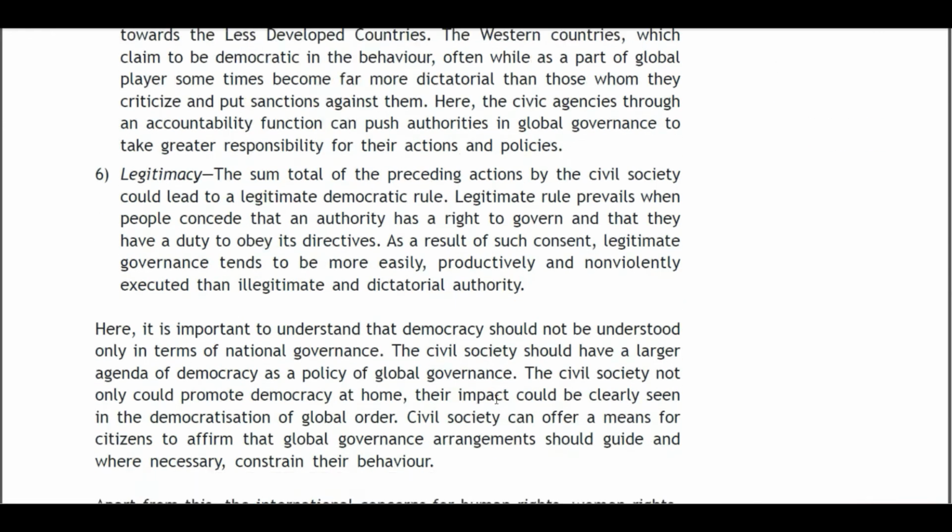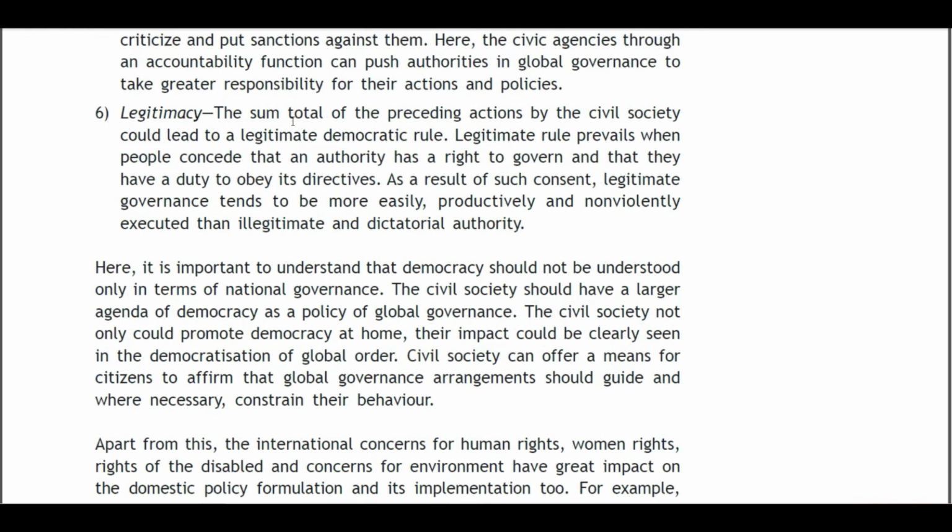6. Legitimacy. The sum total of the preceding actions by civil society could lead to a legitimate democratic rule. Legitimate rule prevails when people concede that an authority has a right to govern and that they have a duty to obey its directives. As a result of such consent, legitimate governance tends to be more easily, productively, and non-violently executed than illegitimate and dictatorial authority.